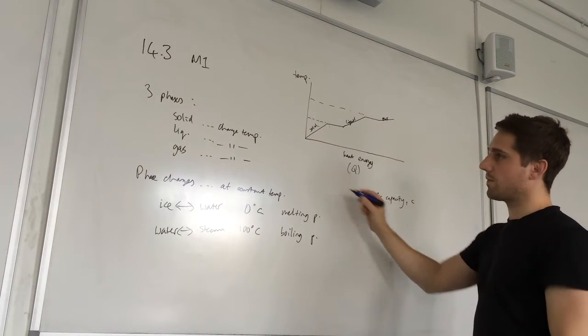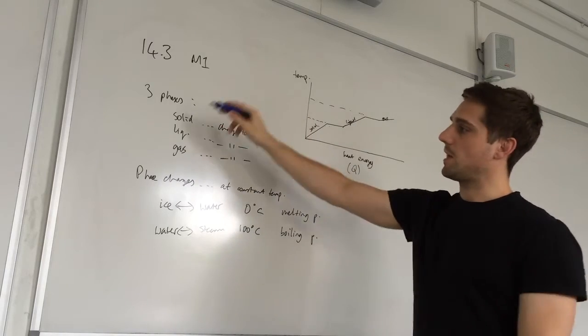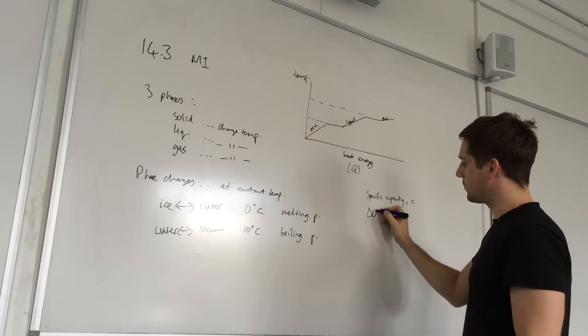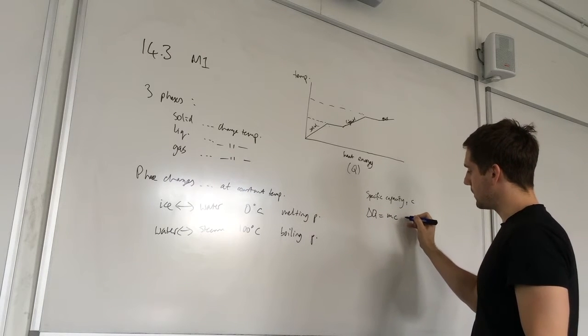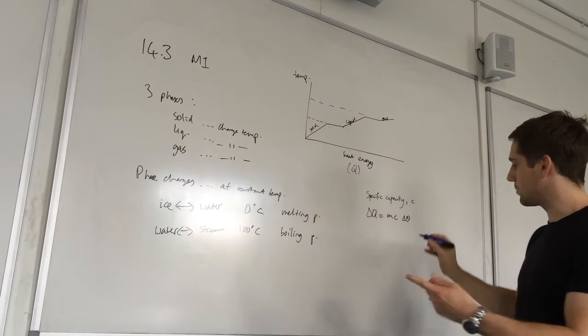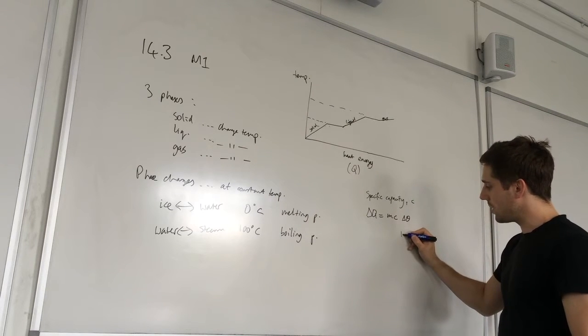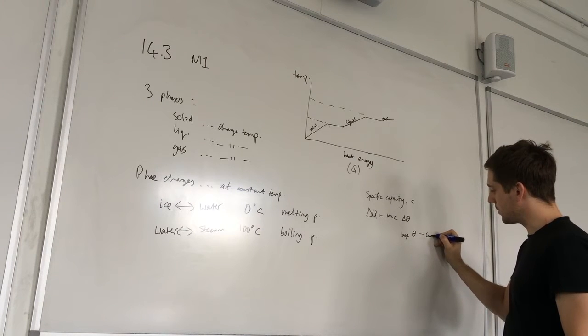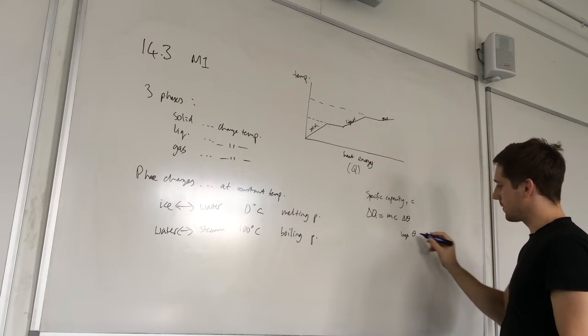So when you have these phases and you're looking at how much energy is required to change the temperature, you use delta Q equals mc delta theta. Delta theta is the temperature change, so just do the larger temperature minus the smaller temperature.